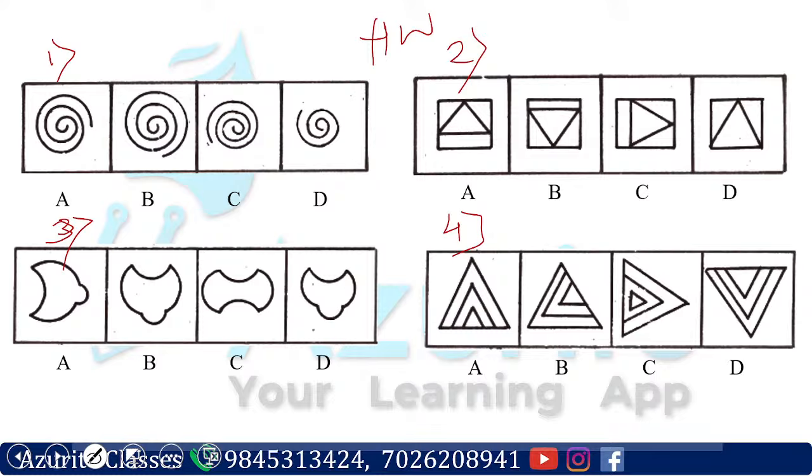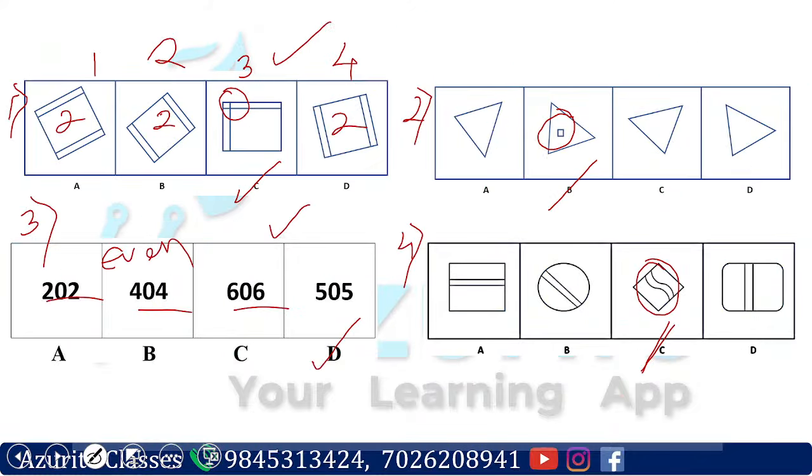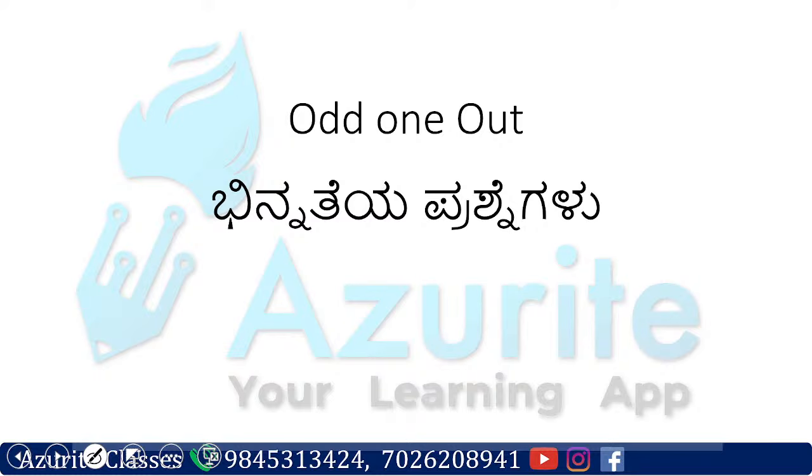So next part, once again I am covering what we just studied, odd one out. In the odd one out, what we have to do is identify the different figure and it will be your answer. Okay, so let us see the next topic, we will study geometrical figure completion.